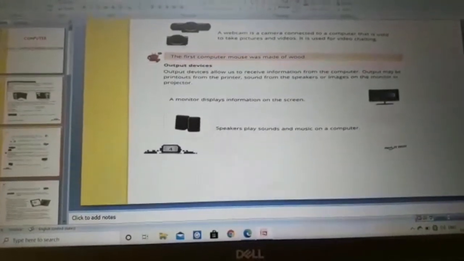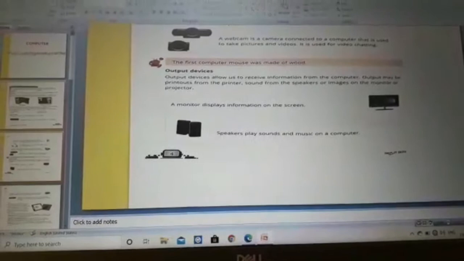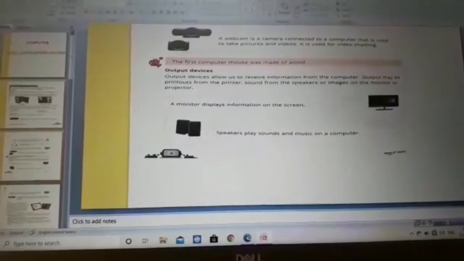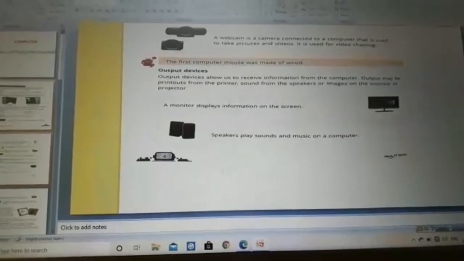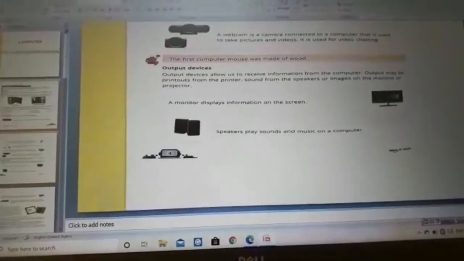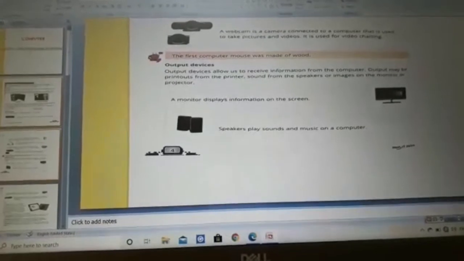You must have seen a monitor at your homes or in computer labs. Yeah. What is the function of monitor? Monitor का क्या काम है? A monitor displays information on the screen. Okay, so whenever we search for any information, it gets displayed on the monitor. So monitor is also an output device because it is receiving information on it.